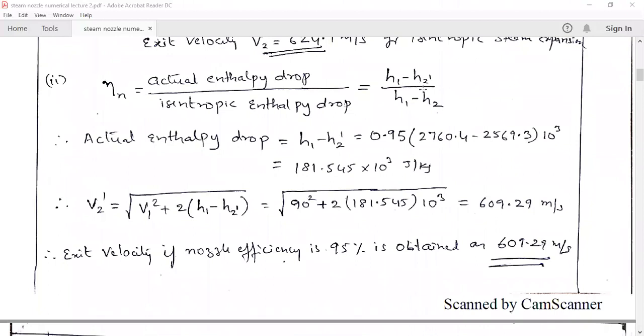Okay, so H1 minus H2 dash will be equal to what? Nozzle efficiency into isentropic enthalpy drop. We know the value of H1 and H2. We do not know the value of H2 dash. Hence, we use the formula H1 minus H2 dash as nozzle efficiency into H1 minus H2 in the velocity equation.